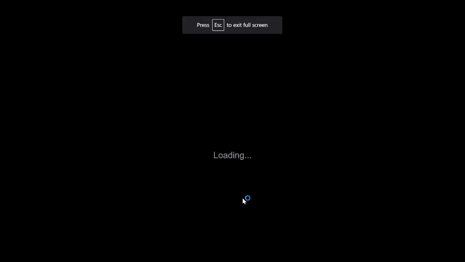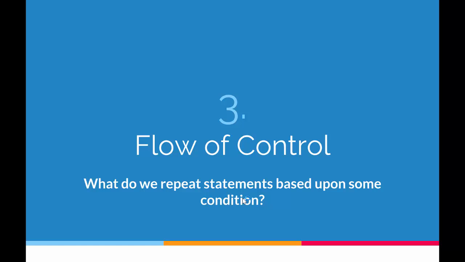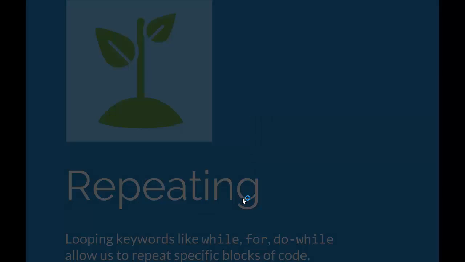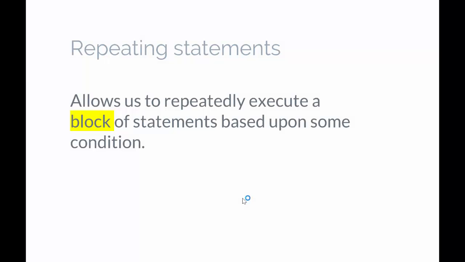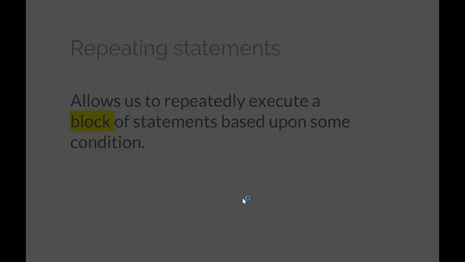So, we saw how to branch. Now let's cover how to repeat. This is where we have keywords like while, for, and do while that will let us repeat some block of code however we like, however many times we like. Again, here's the block. We can repeatedly execute a block based upon some condition.